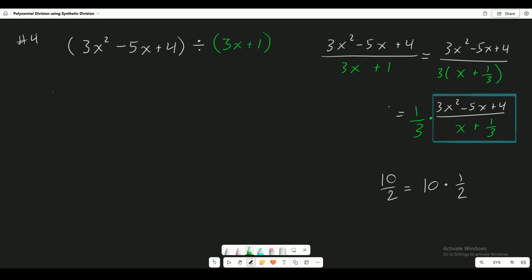So now, what's my root? Well, my root is now, I transform the root, okay? My root is now x plus 1/3 is equal to 0. X equals negative 1/3. That's my root. So I'm going to have negative 1/3 right here. Just like that. I hope you guys are good with multiplying fractions because we're going to use it. Now I'm going to grab my coefficients. We don't need to add zeros. So we have 3, negative 5, and a 4.